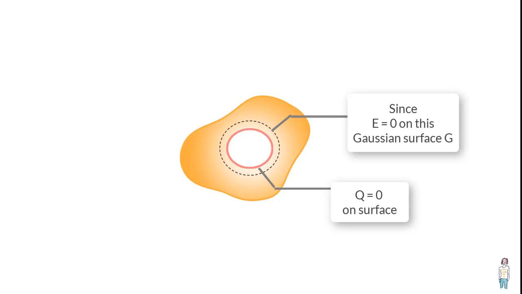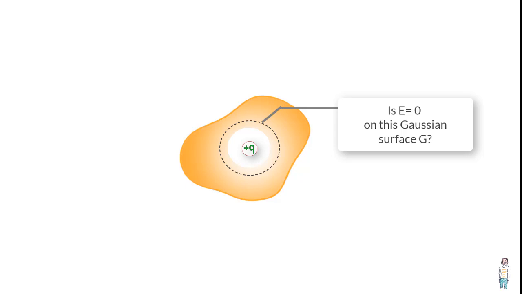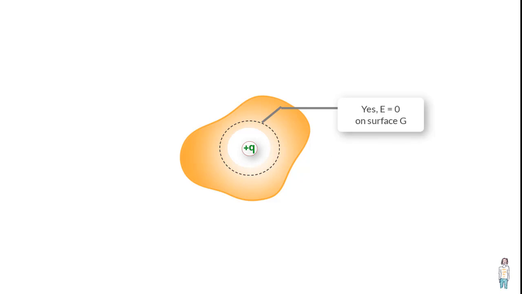Now, let us put a small charge Q inside the cavity, and we also make sure that the charge Q is insulated from the conductor or does not touch the conductor. The question is, can we say that E on the surface G is again 0? Well, indeed, E is 0 on this surface as well in this situation, but then to make this claim, according to Gauss's law, the net charge inside this surface should be 0. But we do see that there is a charge Q inside.